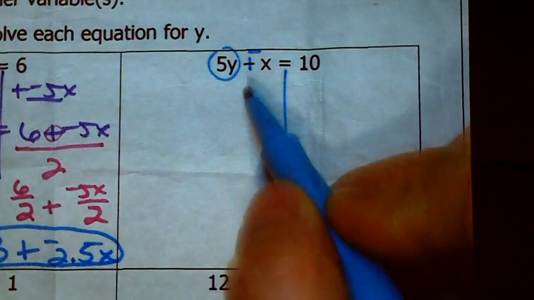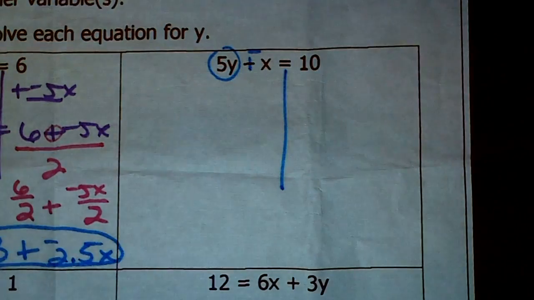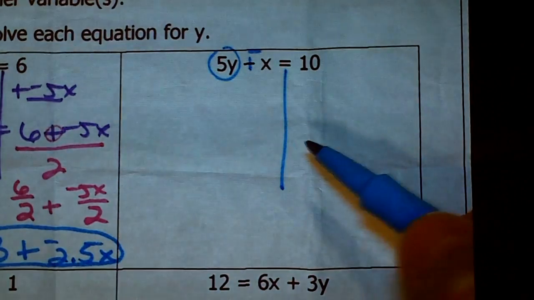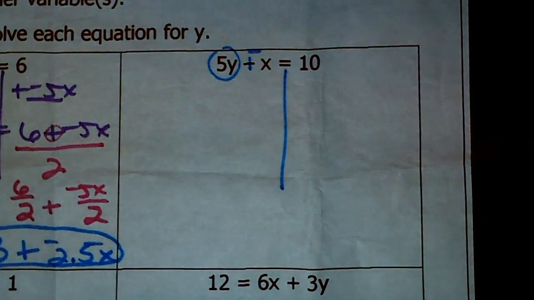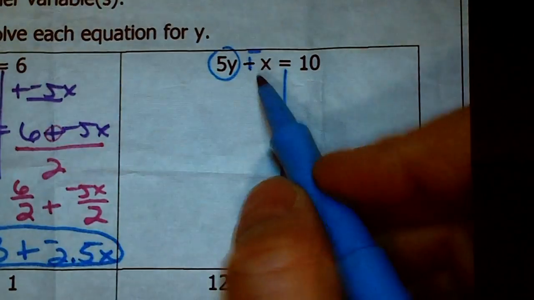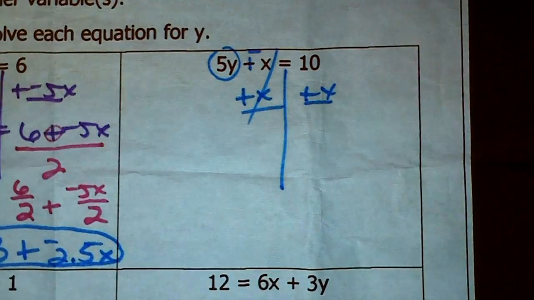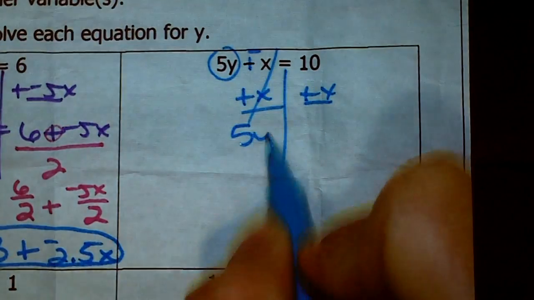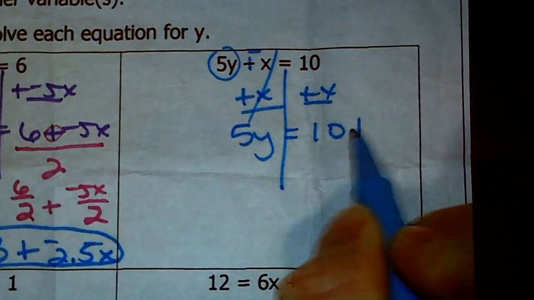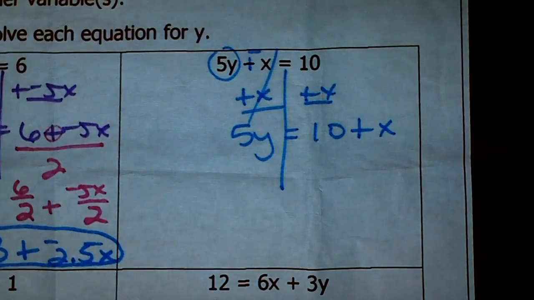So that means step 1, I want to isolate my variable term. That means I want this negative x to go away. I mean, who doesn't want their negative x to go away? So to get rid of this negative x, I will add a positive x, and that will cancel them out. I'm left with 5y. And over here, I still have 10 plus x. I cannot combine them together because 10 doesn't have an x.